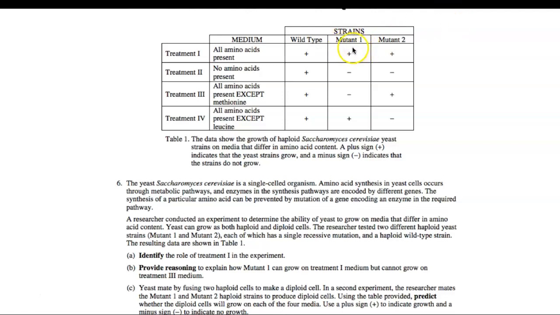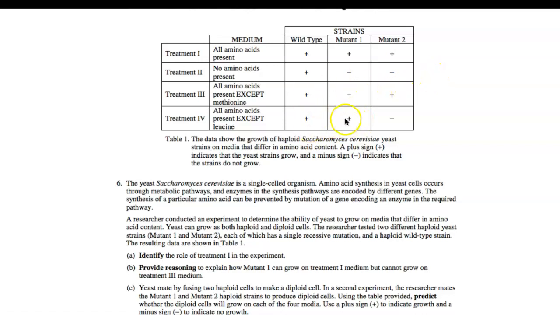Then you notice mutant 1 and mutant 2 can grow when all amino acids are present because they don't have to do anything. They can just be lazy. Mutant 1 can't grow here, can't grow here, but it can grow here. All amino acids except leucine. So what I can conclude is that mutant 1 has the enzyme where it's able to make leucine.